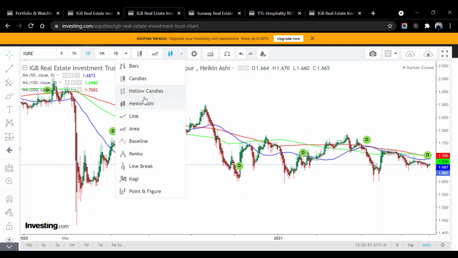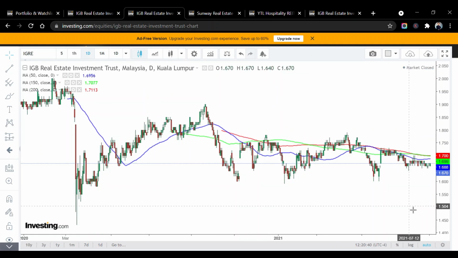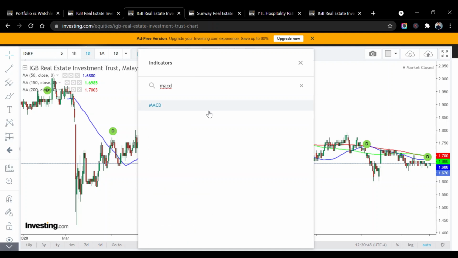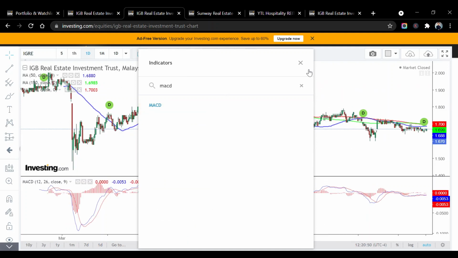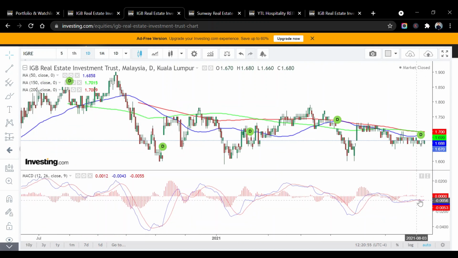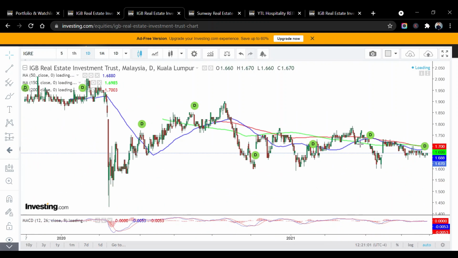So this is a Heikin Ashi. If you look at the normal share price again, it's the same thing, it's below the 50 days moving average. What about the momentum? Is there any sign of strong momentum? You can see the momentum is also at the negative side, so it's quite weak. Alright, so we don't see any strong trend from IGB yet.